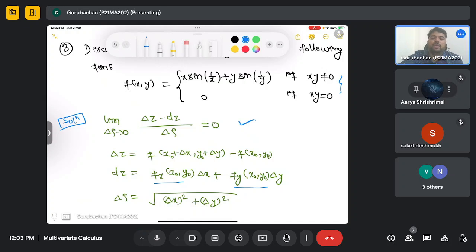First calculate this partial derivative at 0, 0, at x, at y also. Then find out this dz and then calculate the change in z. Then try to show whether this limit goes to 0 or not. If it goes to 0, then our function is differentiable. Otherwise, our function is not differentiable. Try this one.